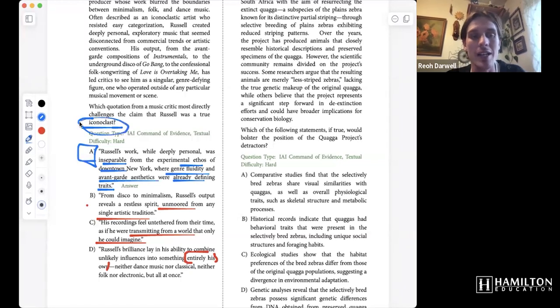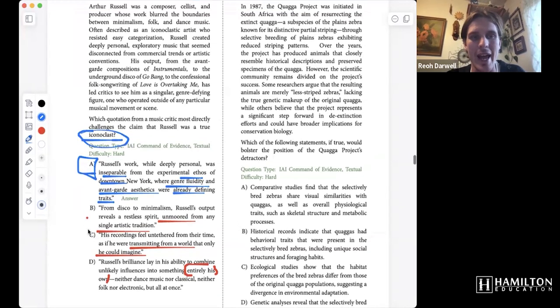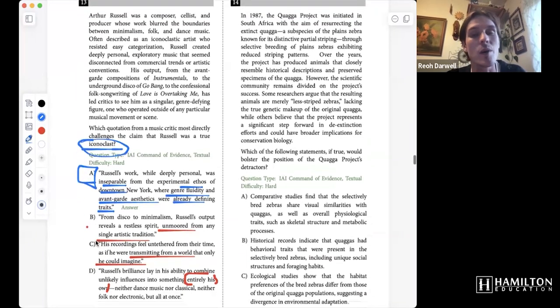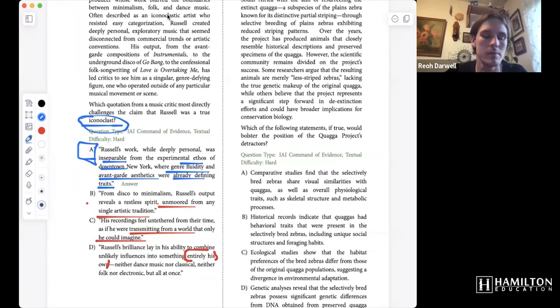So you kind of have to know what iconoclast means, though I think you could probably resolve to A just by seeing that B, C, and D all say basically the same thing. So if you're missing a question like this, probably study a little bit of your vocab.